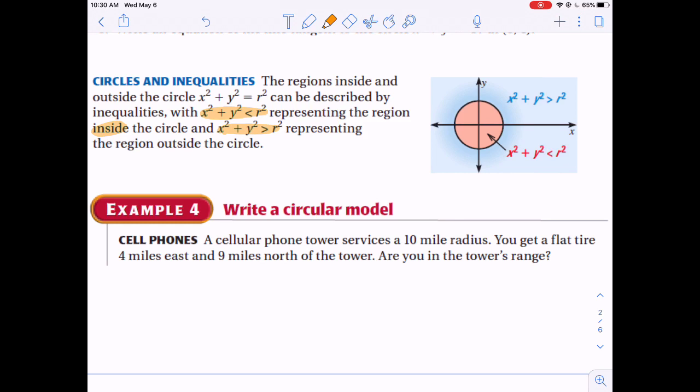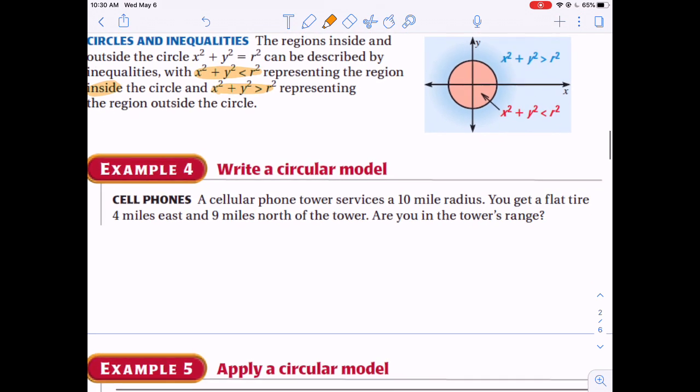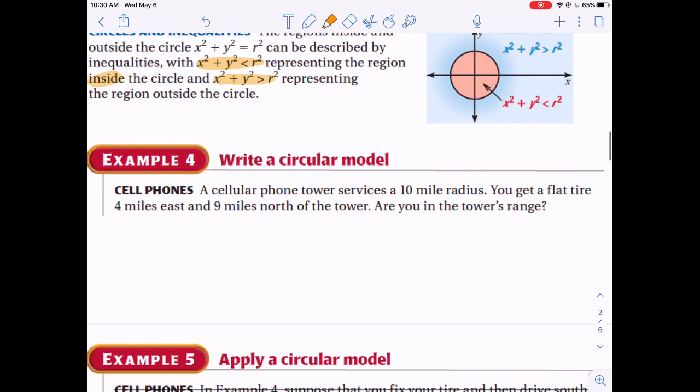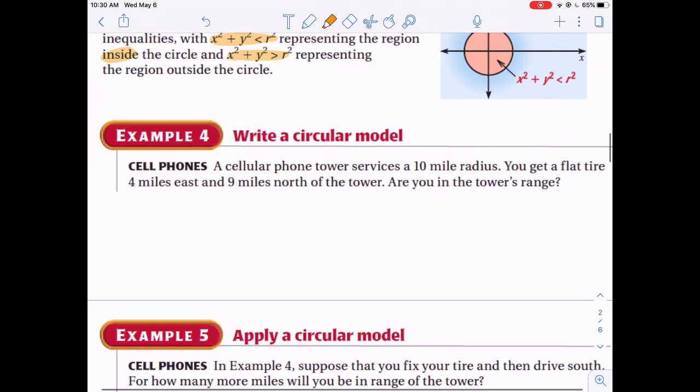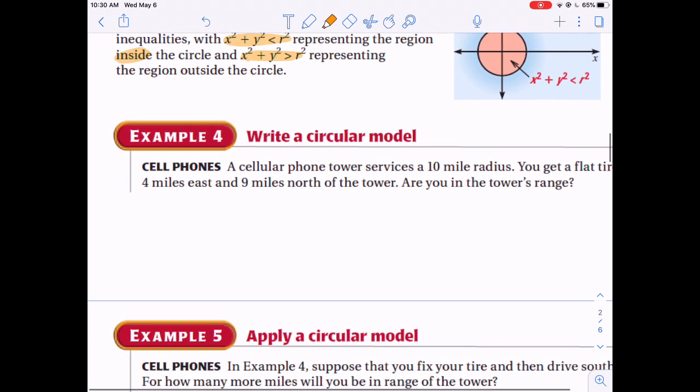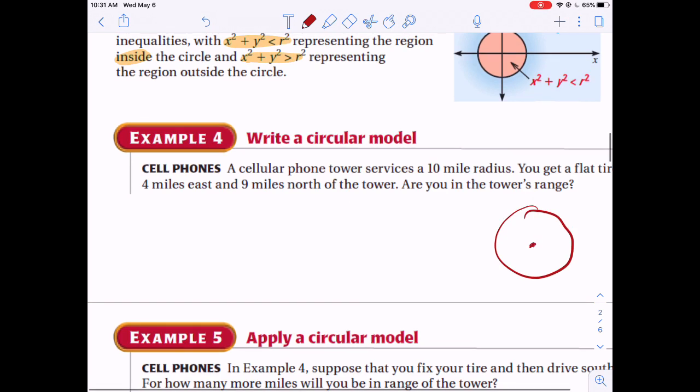Example 4 says, write a circular model. A cell phone tower services a 10-mile radius. You get a flat tire that's 4 miles east and 9 miles north of the tower. So let me give you a picture of that. Here's your 10-mile circle, and here's the center. You're 4 miles to the east, so you might be going this direction, and then 9 miles north. So you're going to be somewhere inside or outside that circle, it looks like. Don't know exactly, but we've got to find out.